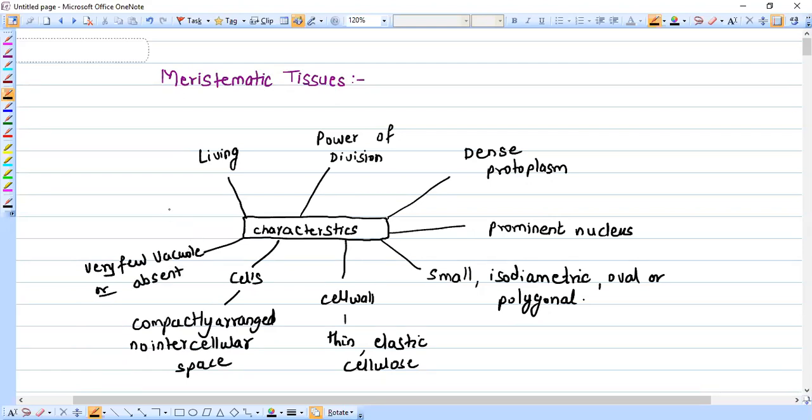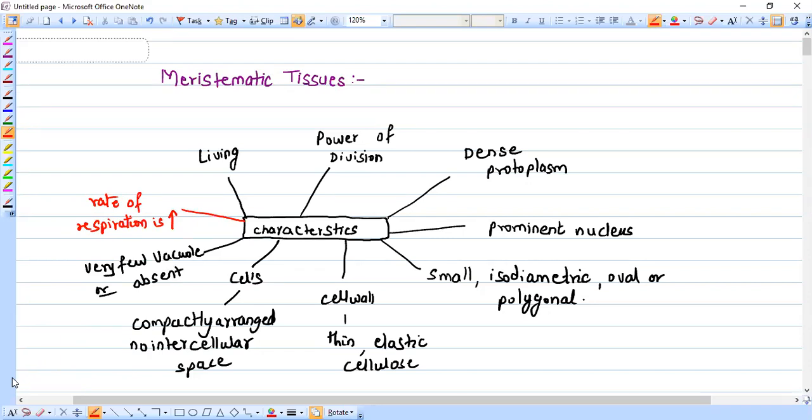And the last characteristic, but the most important one, let me put it in another color: the meristematic tissues have a very high rate of respiration. So these all become the characteristics of meristematic tissues. Now if I have to study all these characteristics in the form of a diagram, I can put it in diagrammatic form so that it becomes easy for everyone to understand.